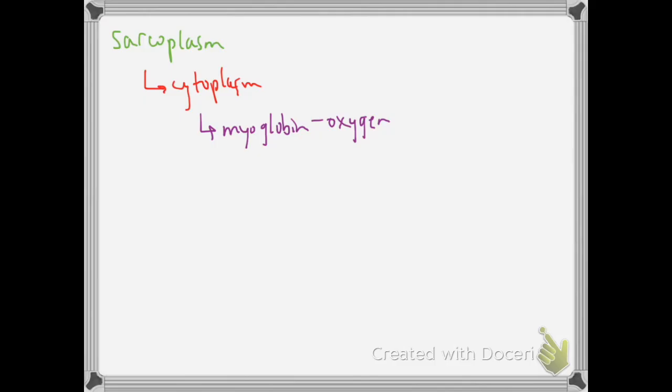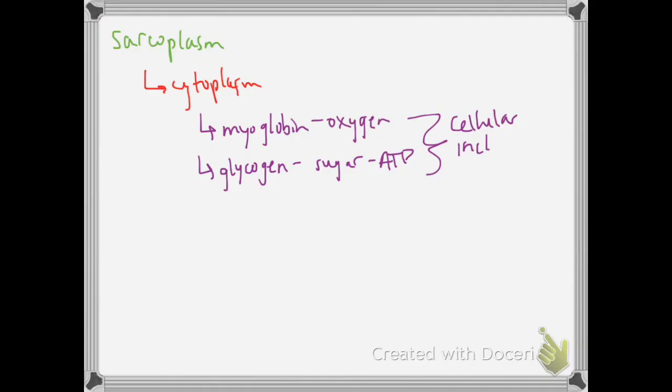So muscles need oxygen and sugar. You need the sugar to get ATP. We'll talk about all that later on, but we need sugar and we need oxygen. So how do we store sugar? We store glycogen. So glycogen is a polymer made up of those monomers glucose. So this is our sugar, and we break this down to get ATP. And these two things, we'll call these cellular inclusions, cytoplasmic inclusions, sarcoplasmic inclusions, whatever you want to say.